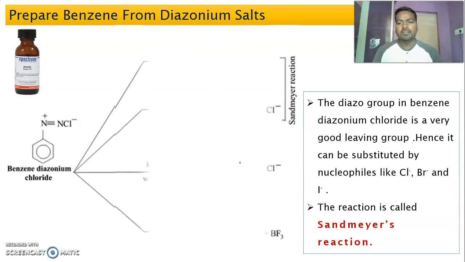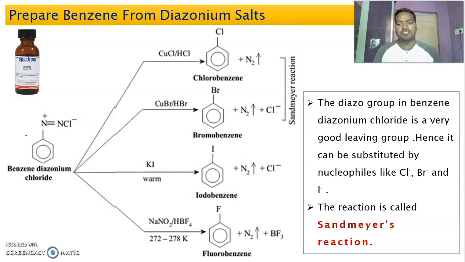Look at all the reactions, dear students. This is the benzene diazonium chloride, and it contains the N2 group. You know, nitrogen gas is a stable gas. Because of that, this N2 is a very good leaving group. That's why we prepared this group. This reaction is called the Sandmeyer reaction, which involves the preparation of benzene derivatives by using benzene diazonium chloride.